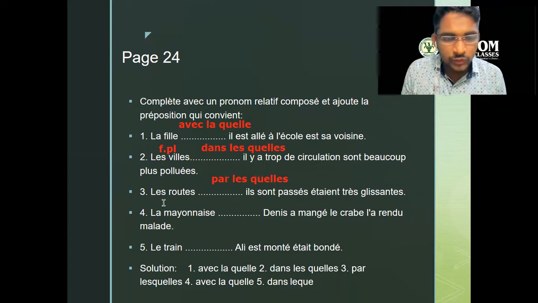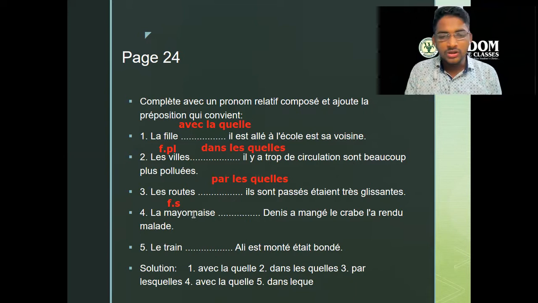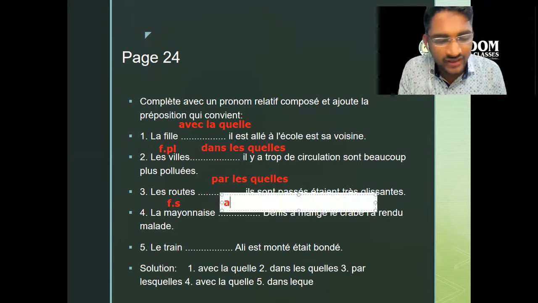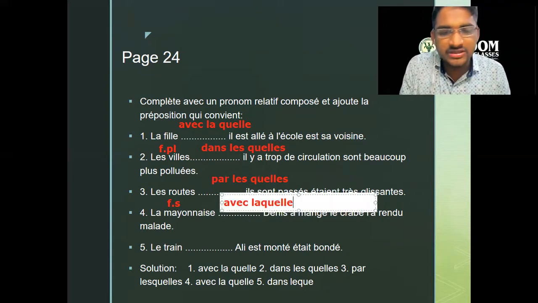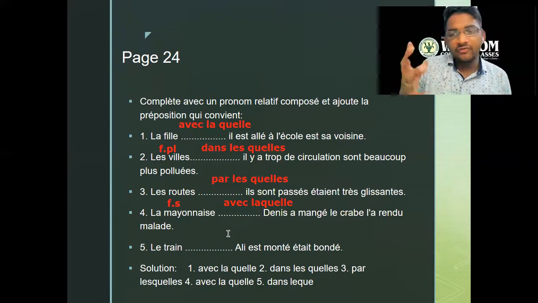La mayonnaise. Look, it is written here that mayonnaise is feminine singular. Great. Dash Dennis a mangé. Okay, so Dennis ate the crab, made him sick. So avec will come, avec laquelle, feminine singular. The mayonnaise with which Dennis ate the crab made him fall sick.